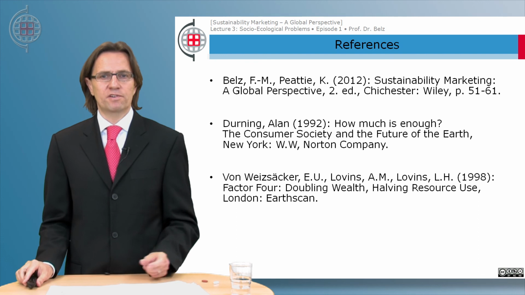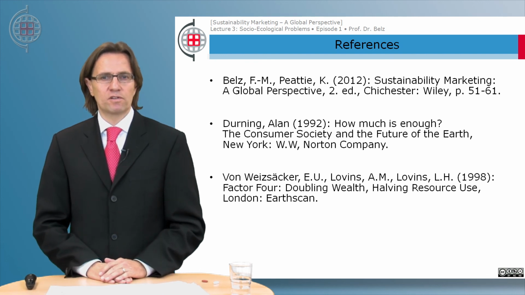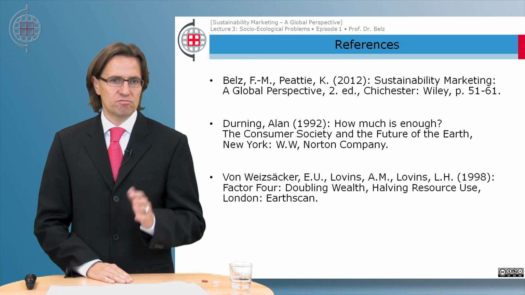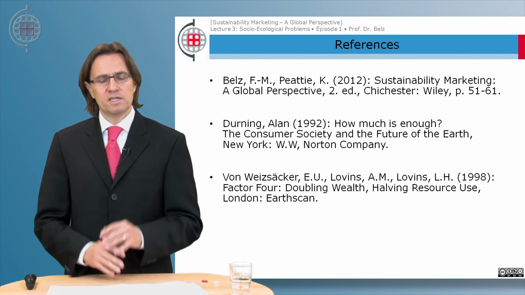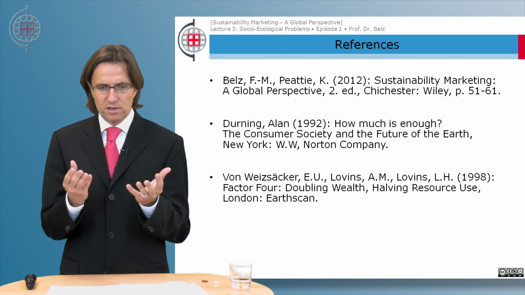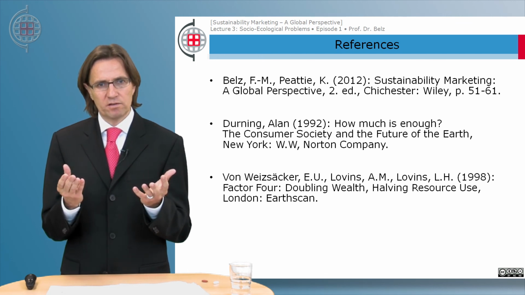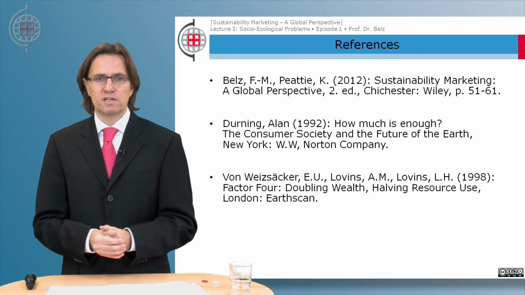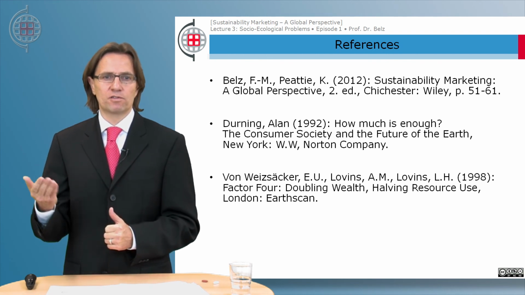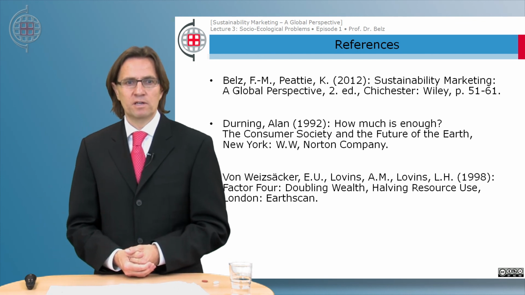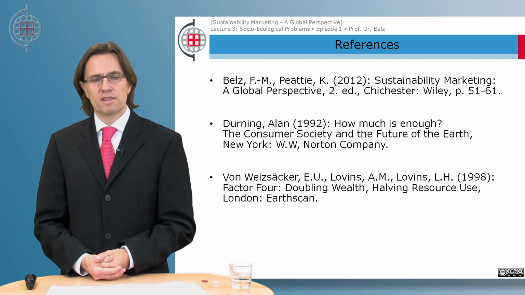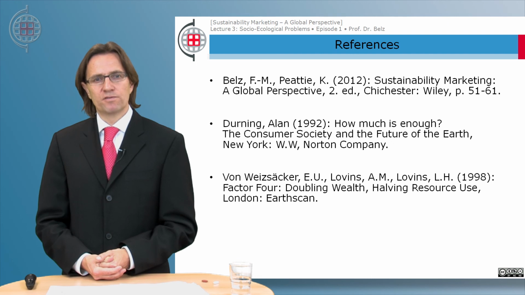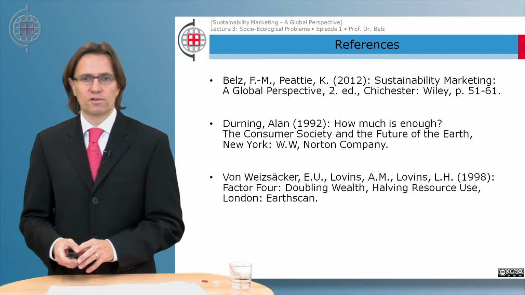Finally, here are some references. Chapter 3 in our book, Sustainability Marketing. In addition, a very good book by Alan Durning, How Much is Enough? The Consumer Society and the Future of the World. Here he discusses the different consumer classes worldwide, the poor, the middle, and the affluent, and the rise of consumer society in the 20th century. And finally, as mentioned as well, von Weizsäcker, Lovins and their very good book on Factor 4: doubling wealth and halving resource use.